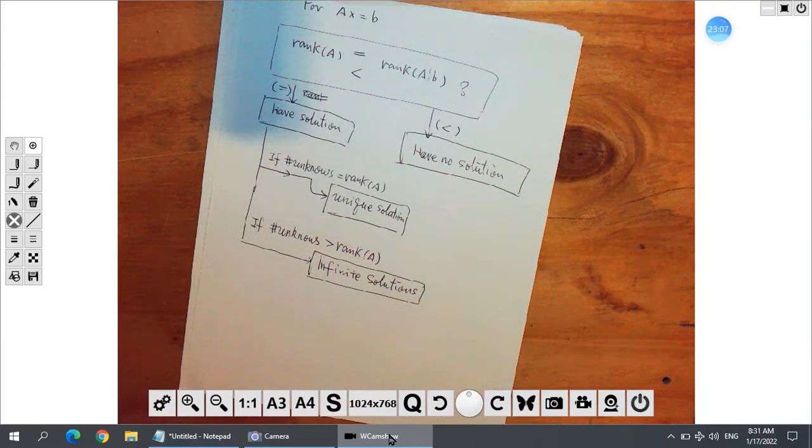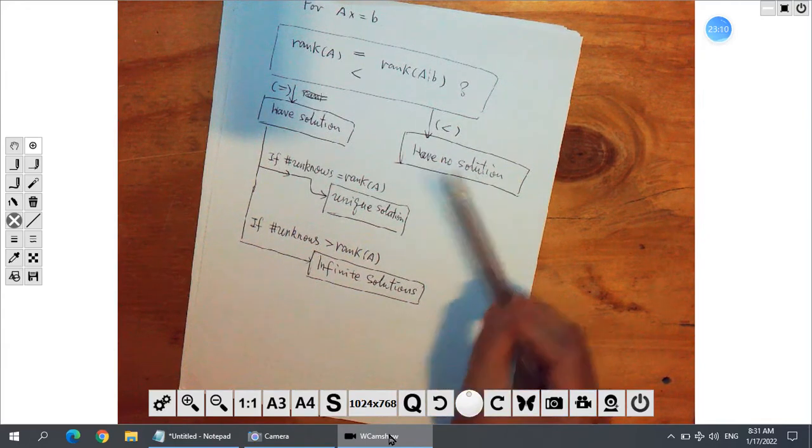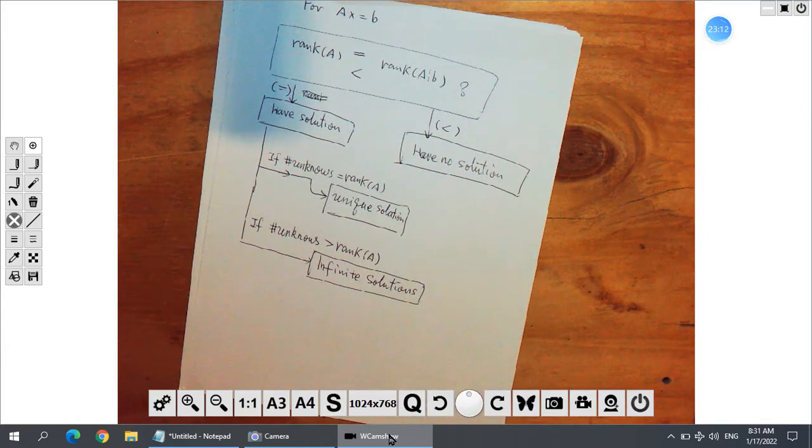So we have three cases: no solution, unique solution, and infinite solution.